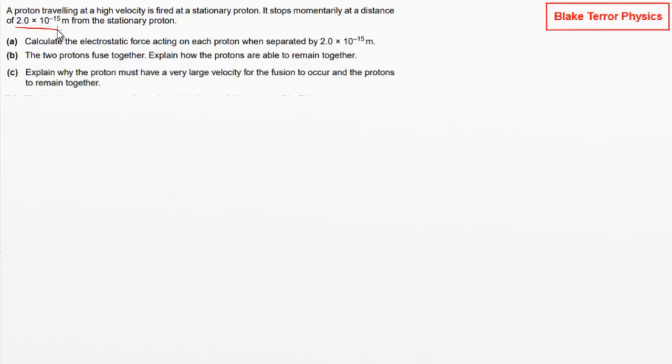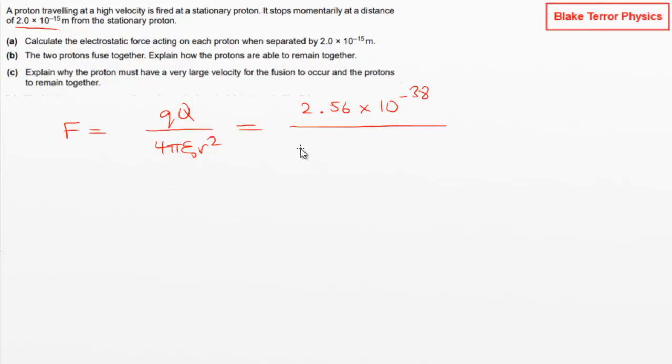So that's close enough that it might get in the range of the strong nuclear force. Calculate the electrostatic force acting on each proton when separated by that amount. So, right, our force, as we've done many times before, QQ over 4 pi epsilon 0 r squared. So we've got 2 protons, so we're just going to have the 1.6 squared times 10 to the minus 38. So we're squaring the elementary charge.